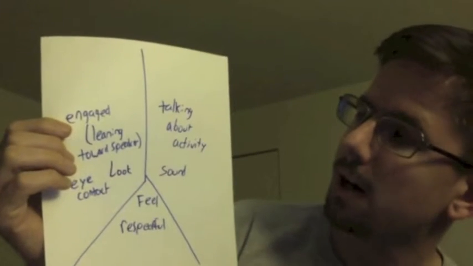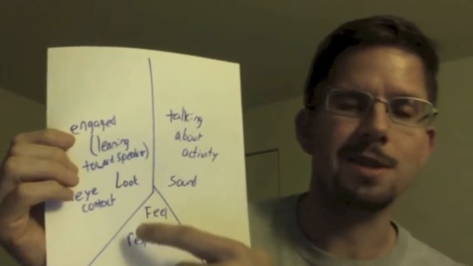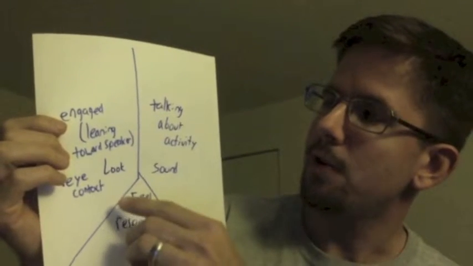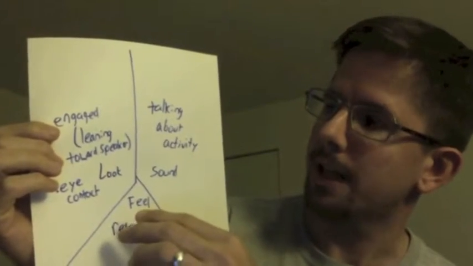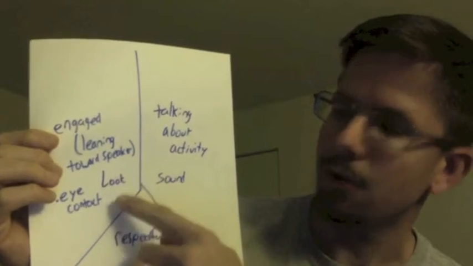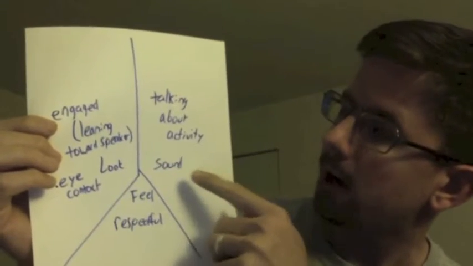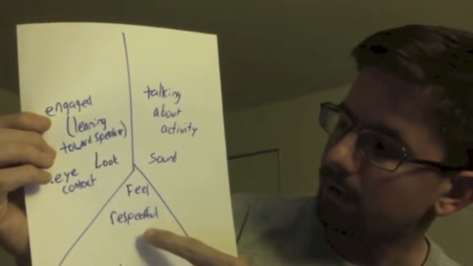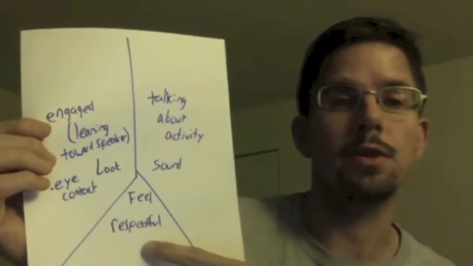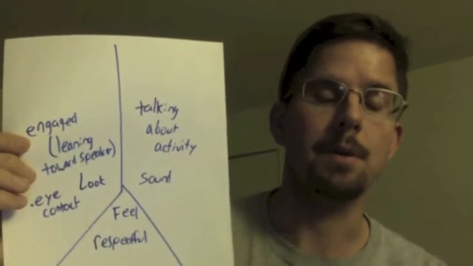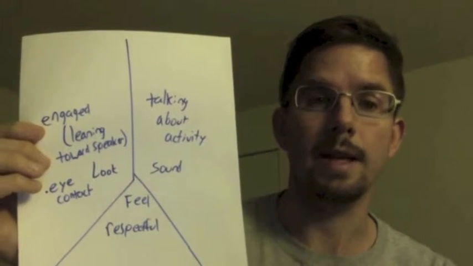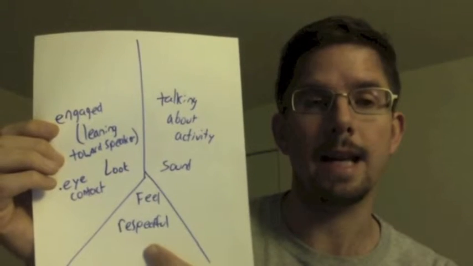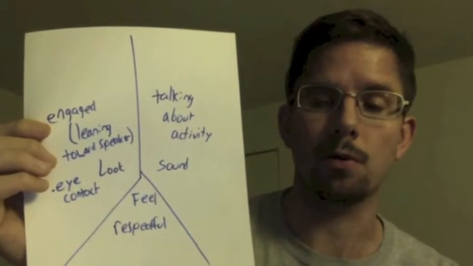For instance, for looks like, students usually say something like looks like fun. However, you can direct them towards more specific language like engaged, leaning towards speaker, eye contact. For sounds like, talking about the activity, and for feels like, respectful. You can bring up that sometimes people have disagreements and we can disagree. However, we should disagree respectfully, and that's something that can be modeled before breaking into small groups.